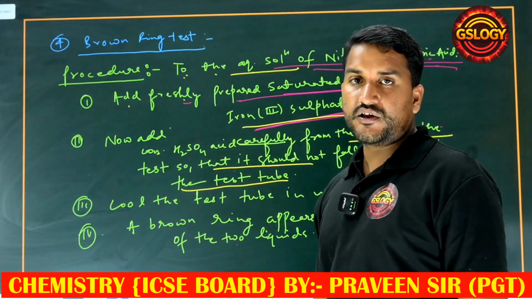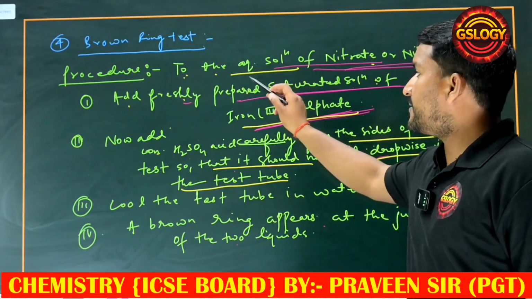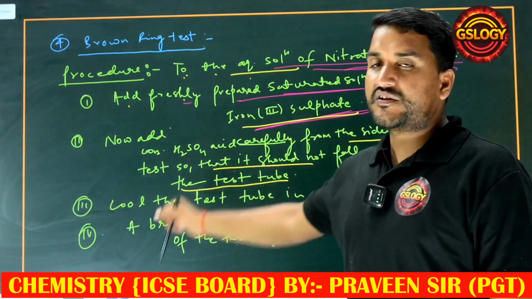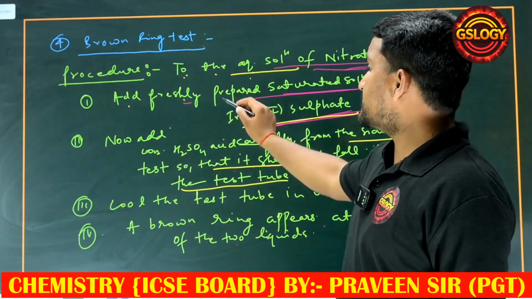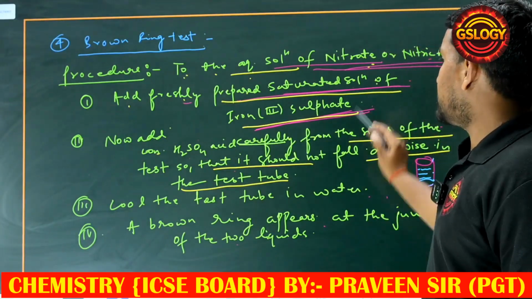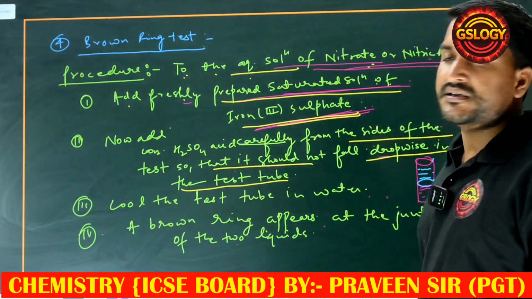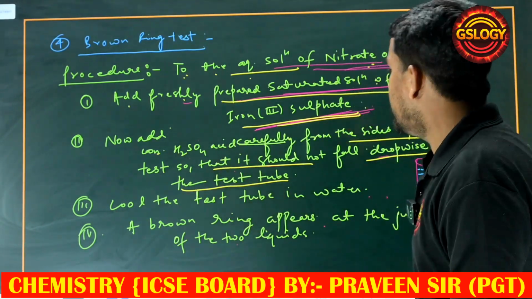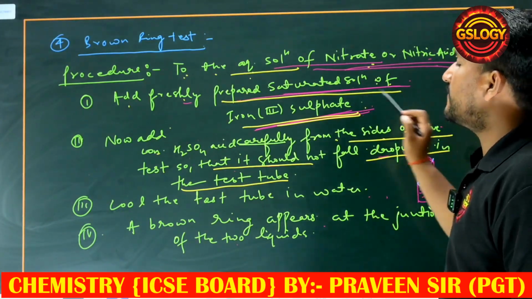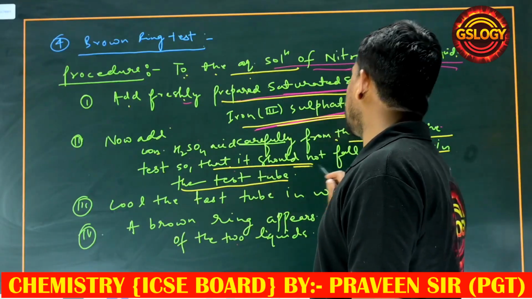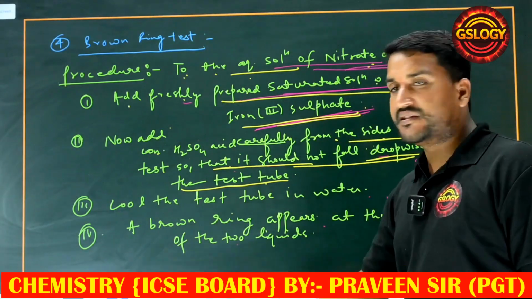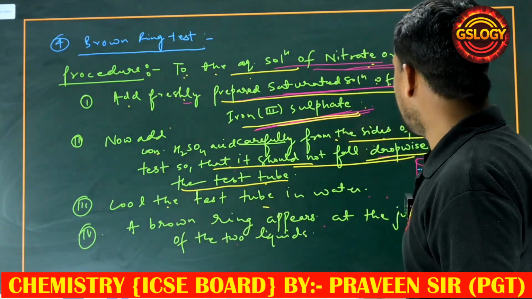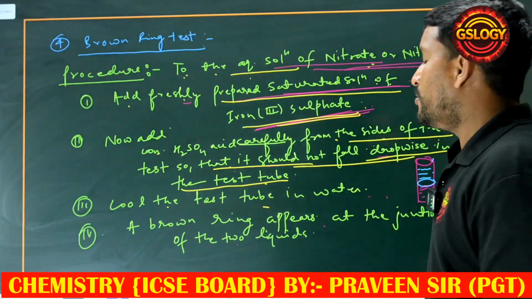Clear? So first of all you will do what? In the first step, to the aqueous solution of nitrate or nitric acid, add the freshly prepared saturated solution of iron sulfate. Then add concentrated sulfuric acid carefully from the side of the test tube so that it does not fall dropwise. Cool the test tube in water.